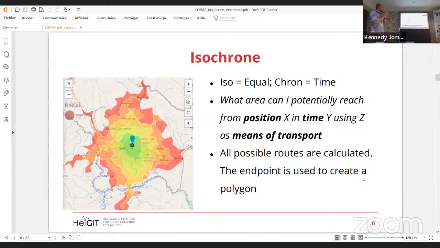But in the end, you can think of it as delivering the answer to the question: what area is reachable from a certain position in a certain time? So if you think about it, I'm positioned here now in Bambuco, how far could I reach by car in 30 minutes? And then you get a polygon. Here we also get different intervals. This is Kigali, and I think this is a threshold of 30 minutes for a car, for instance.